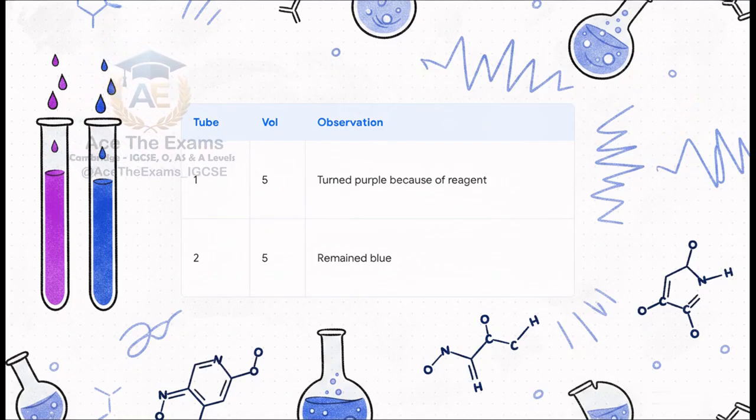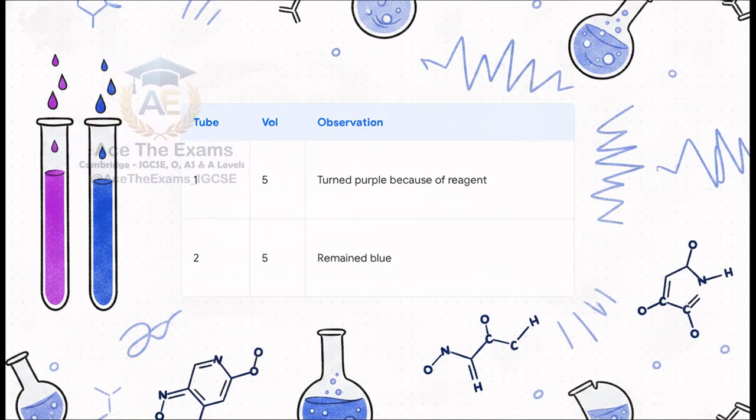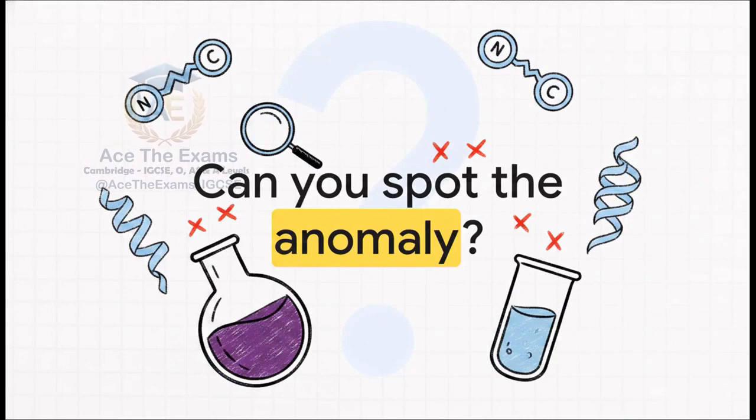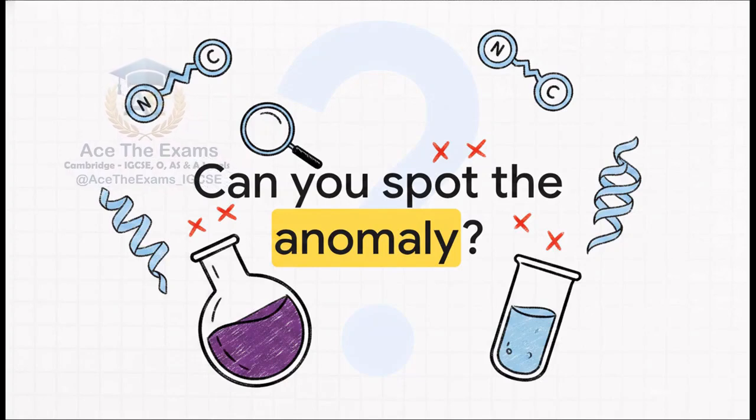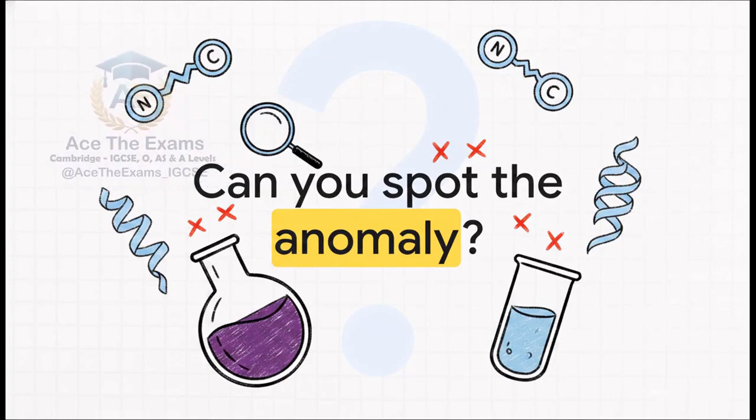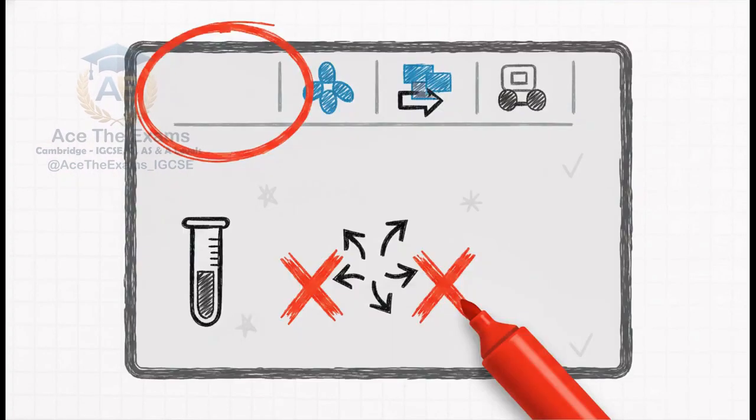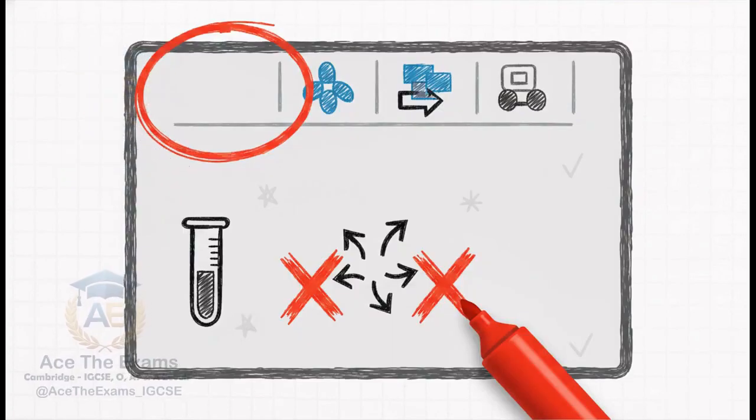I want you to fully deconstruct this stimulus material. I'm just going to pause for a moment here. Can you spot the anomaly? What critical errors did the student make that will immediately cost them marks? Try to predict the examiner's feedback in your head right now. Got it? And here is the examiner-style correction.